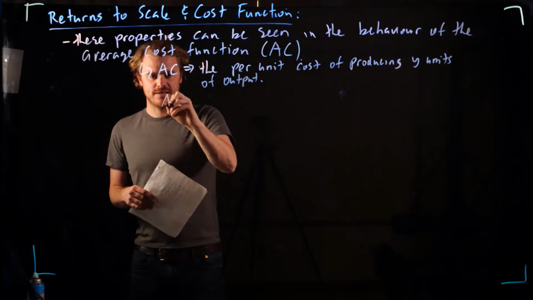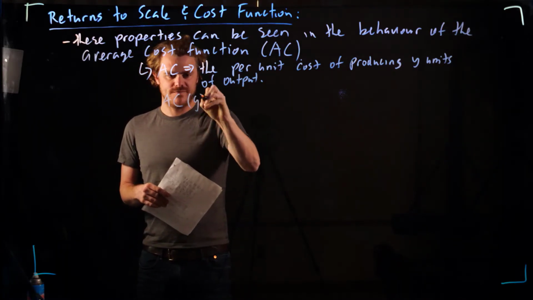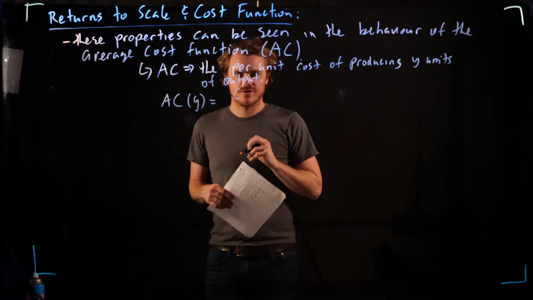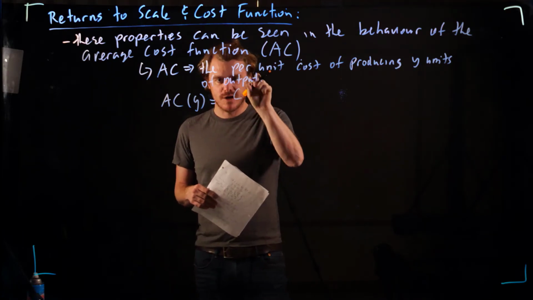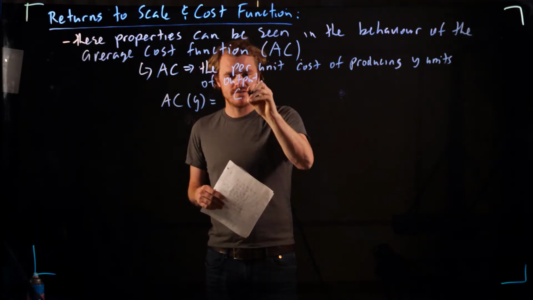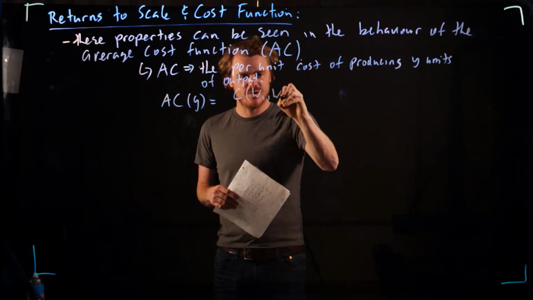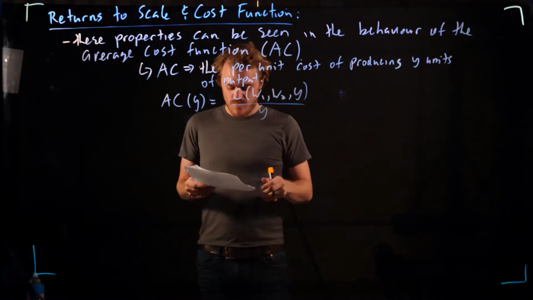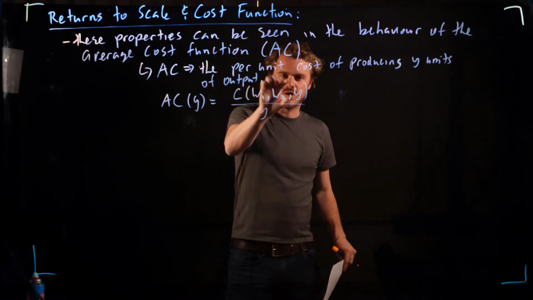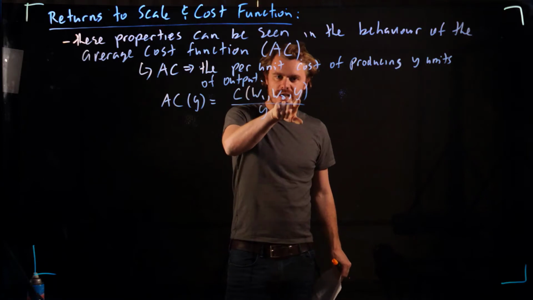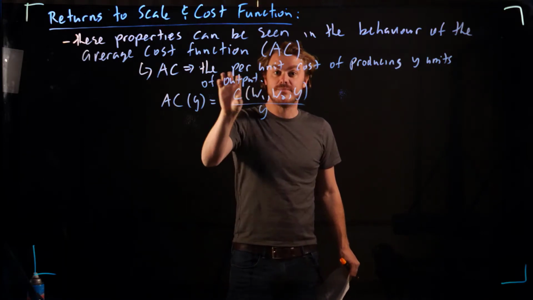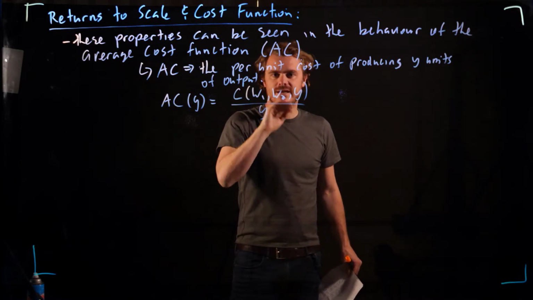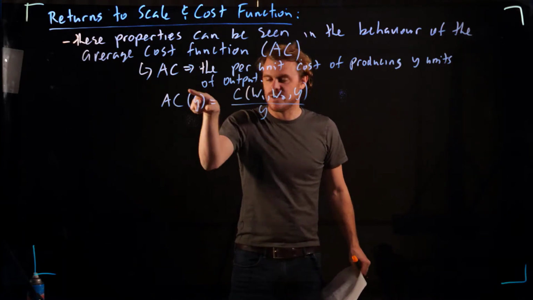Okay. So mathematically, the AC, which is a function of output, is going to be equal to our cost function, the minimum cost of producing Y units of output, which depends on W1, W2, and how much we're producing, divided by Y, right? This is the total cost of producing Y units of output. Again, it's the one that minimizes the cost of production. We divide it by how much we're producing, we get the cost per unit of producing Y units of output.